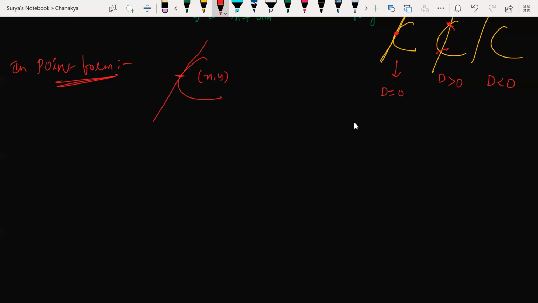So what type of parabola is this? Y square is equal to 4ax parabola. Okay. What is the point form? How can you derive this? For finding the slope of the tangent in point form, you can use this formula, y minus y1 is equal to m into x minus x1. Okay, so from this, what is m value? How do you find out m value? You just find dy by dx at x1 comma y1, which is my slope value.